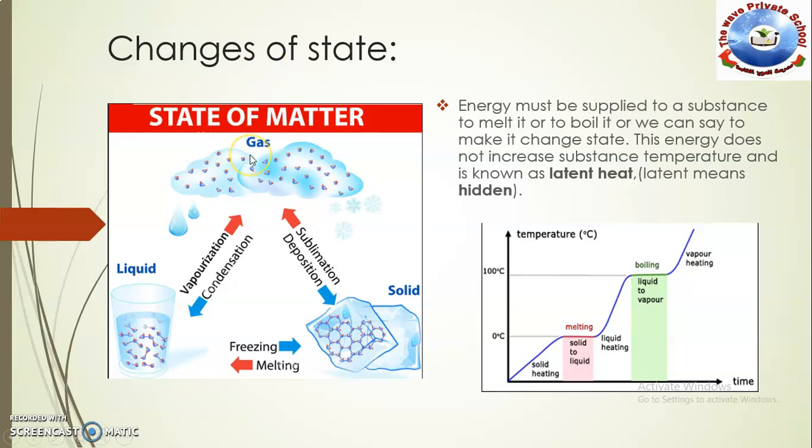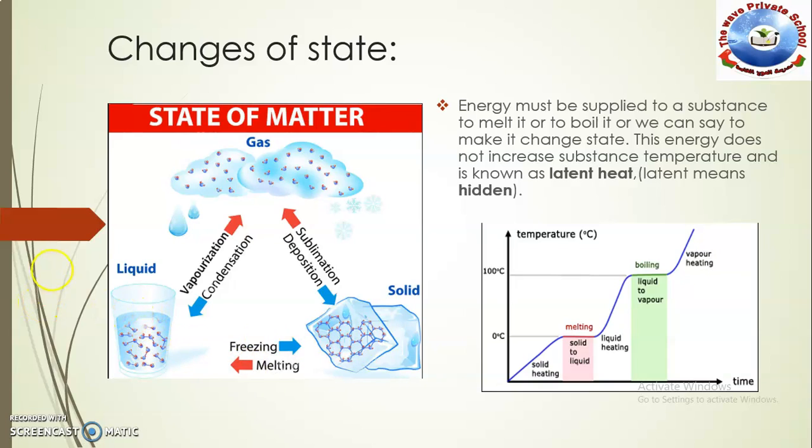We know that matter exists in 3 states: solid, liquid and gas. As you can see here, this is solid, or we can say ice. When a solid melts and a liquid is formed, it means it changes its state from solid to liquid, and this process is called melting, where solid becomes a liquid.